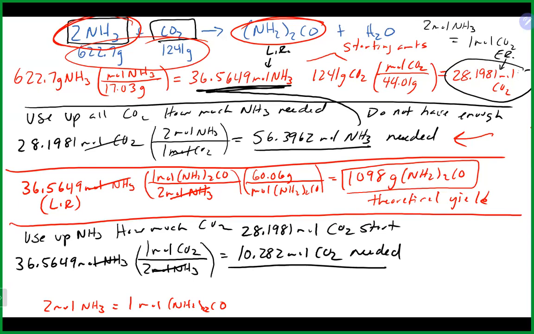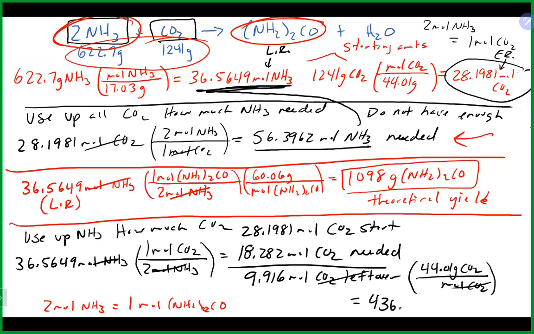Subtract it to 20, I'm sorry, that's 18, I think. Sorry, 18, there we go. So 28.1981 minus my 18. And that's going to give me that I have 9.916 moles of CO2 left over. And if I want to know how many grams that is, I could use the molar mass of CO2, which is 4401 grams per mole that we used earlier. Those will cancel. And that will get me about 436.4 grams of CO2 is left over.